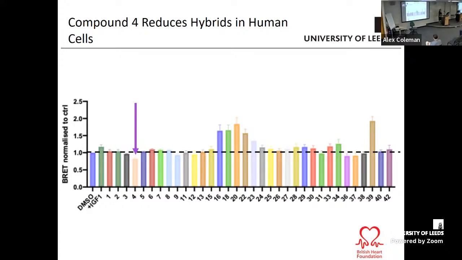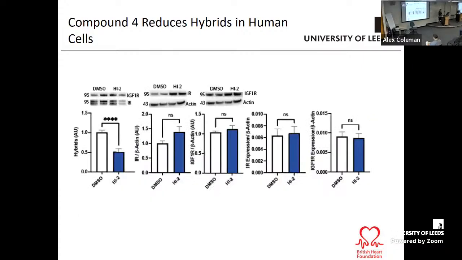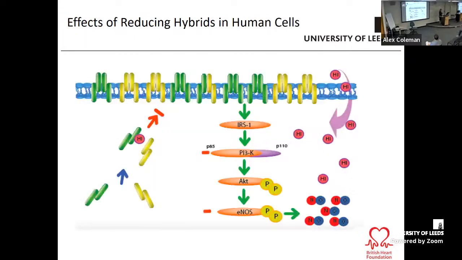So we purchased 50 molecules in this subset, and we were able to identify this compound 4 here, which I've marked with this big purple arrow, as reducing the amount of these hybrids that we have in human cells. We were able to take this forward and use cell lines from people with diabetes to show it has exactly the same effect. This is the graph on the left here, and it doesn't affect expression of the proteins. This is exactly what we wanted to see. So we're really pleased with this result.